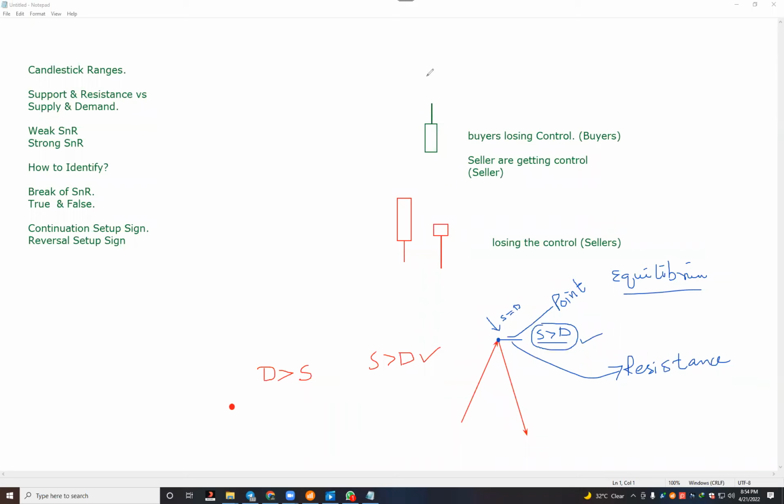For example, I'm going to draw the candles here. If the price is moving up, what does it mean? Can I say the demand is greater than supply, right? Yes, sir. Okay. And when the price is moving down, what does it mean? Supply is greater than demand. Okay, so here I can say that the supply is greater than demand.